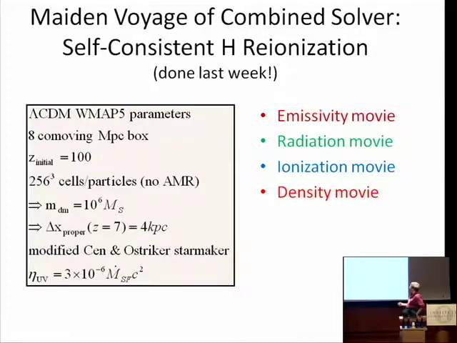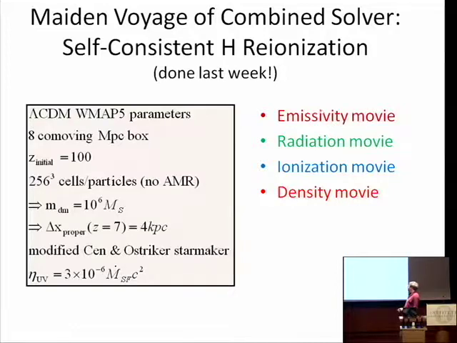So we just ran a small box, 8 megaparsec. We initialized it at redshift 100. There's 256 cube particles and cells, no adaptive mesh refinement. This gives us a dark matter mass of 1,000,000 solar masses, which means we'll have 1,000 of those in a 10 to the 9 solar mass dwarf galaxy. The proper spatial resolution is 4 kiloparsecs, which is not great, but it's not too bad.